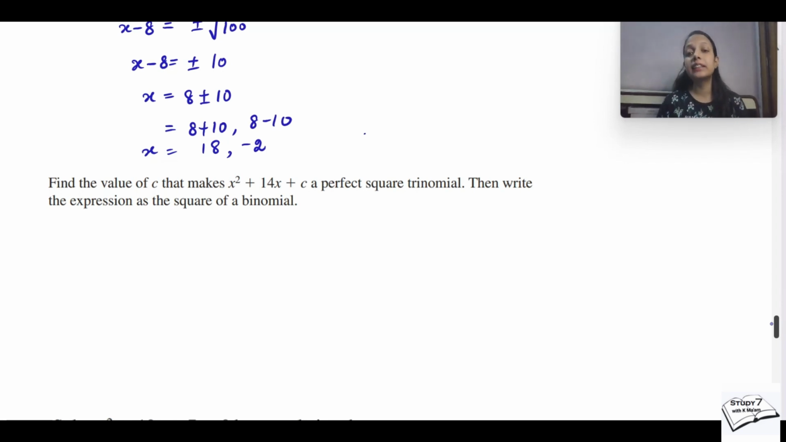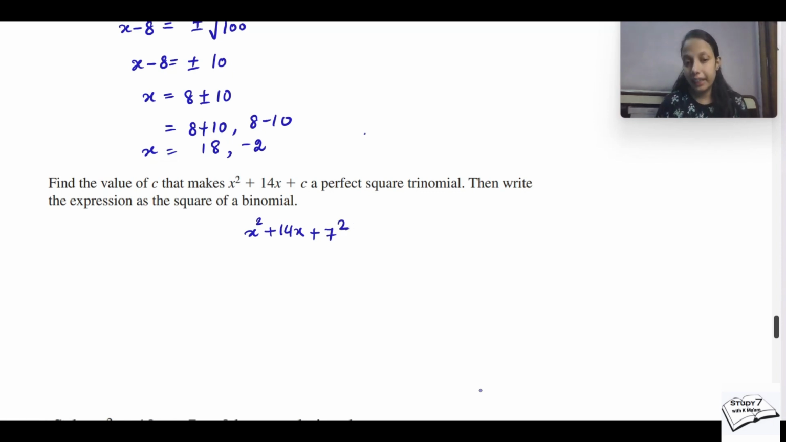Next, find the value of c that makes x square plus 14x plus c a perfect square trinomial. So we have to form a proper whole square, a term having a whole square. How to do that? x square plus 14x, what do you have to add? We need half and the square. Half of 14 is 7. So I have to add 7 square.